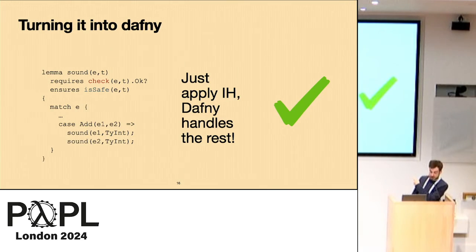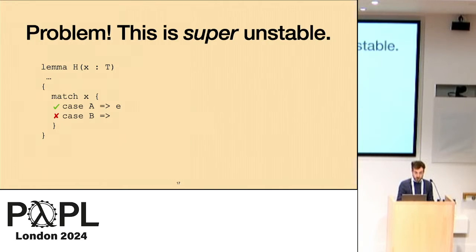We can encode this in Dafny just by writing down the two recursive calls to apply the induction hypotheses to E1 and E2. This is actually quite slick. Just apply the IH, Dafny handles getting from check to check of E1 and E2, and then from safety of E1 and E2 to safety of the conclusion, right? This is really great. There's a big problem here, though, and this is where we got pretty stuck.